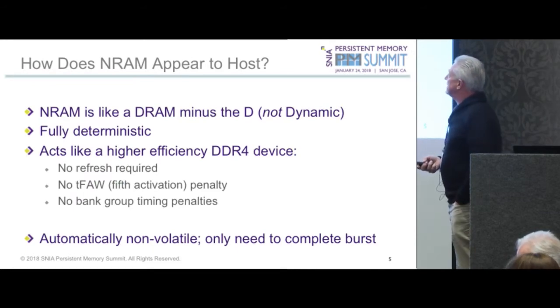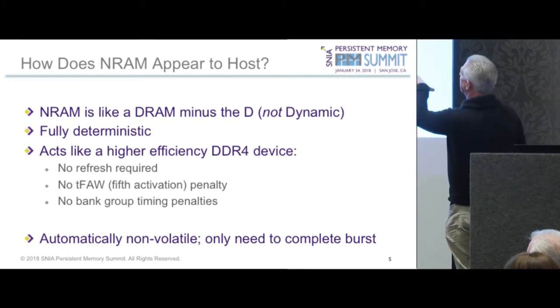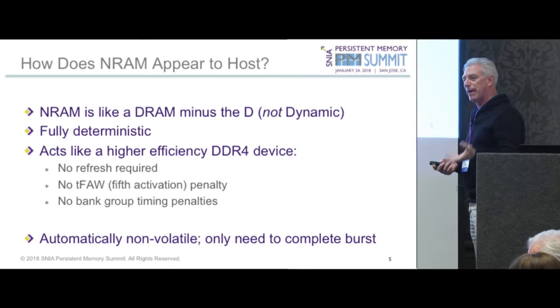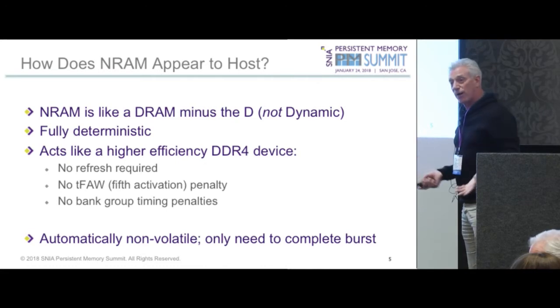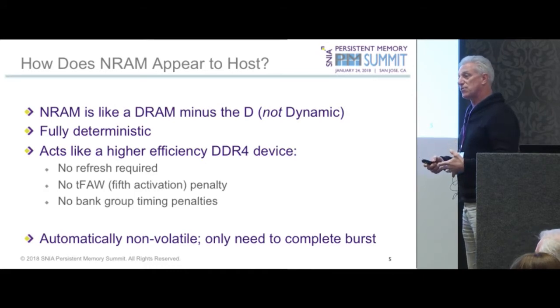So it's like a DRAM minus the D, and I don't want to hear any D jokes. It is not dynamic in the sense that it's a random access memory, byte addressable, and fully deterministic. It looks just like a DDR4 device, but it doesn't require refresh. It has no fifth activation penalties. It has no long and short types of group access penalties. It acts like a very high efficiency memory device.